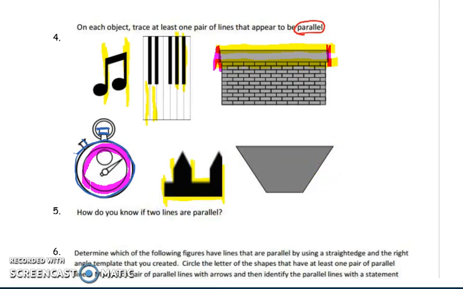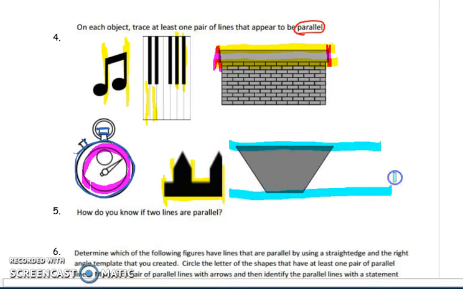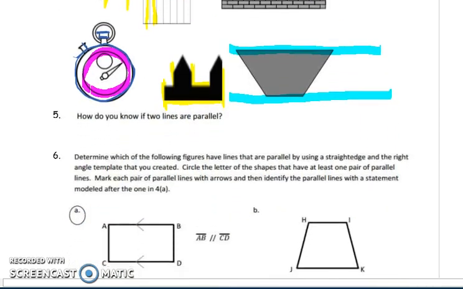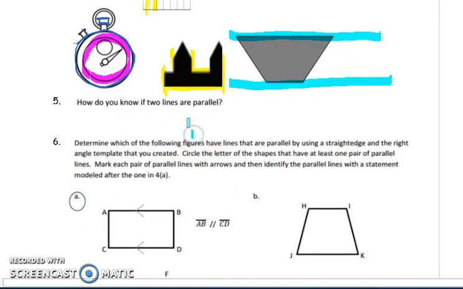Now, one thing I want to call your attention to is if I take a look at this shape, if I tried to draw a line from here to here, would they eventually intersect? They would. So those are not parallel lines. However, if I continue the top and the bottom, they would never intersect. And so how do we know if lines are parallel? They do not intersect.